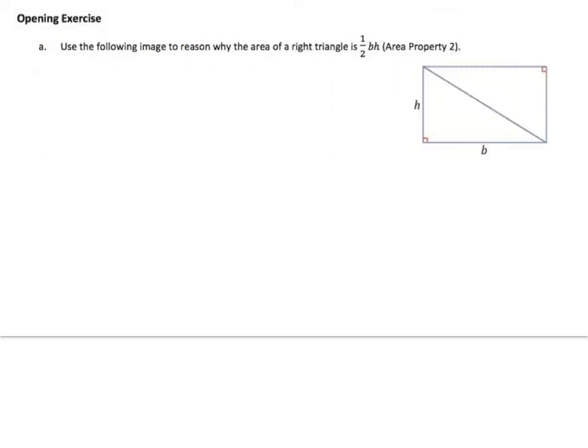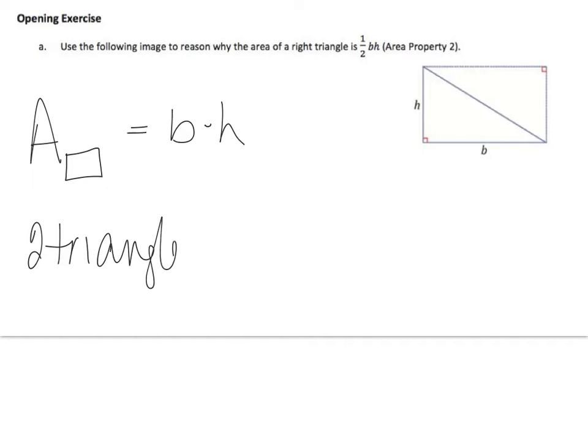Awesome. Let's try our opening exercise. Okay, this one says, use the following image to reason why the area of a right triangle is 1/2 base times height. Well, if I did the area of the rectangle, I would have base times height, and I have two triangles equals one rectangle.